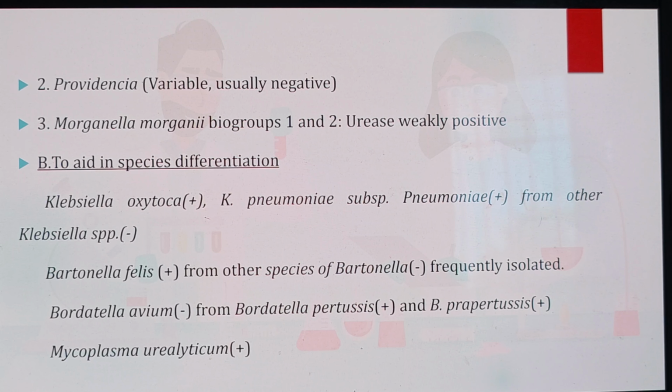Providencia shows variable urease reactions. Then Morganella morganii biogroups 1 and 2 show urease weakly positive. It also helps to differentiate Klebsiella oxytoca, which shows positive reaction, and Klebsiella pneumoniae subspecies pneumoniae, which also shows positive reaction, from other Klebsiella species, which mainly show negative reactions.